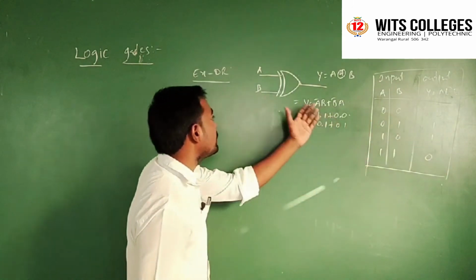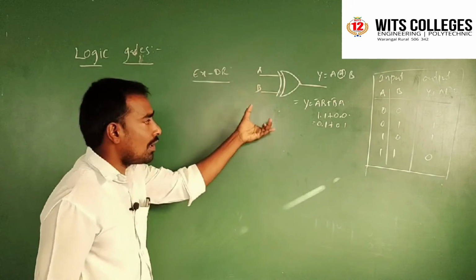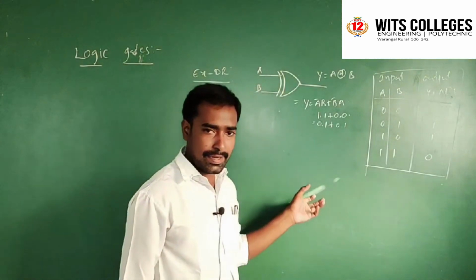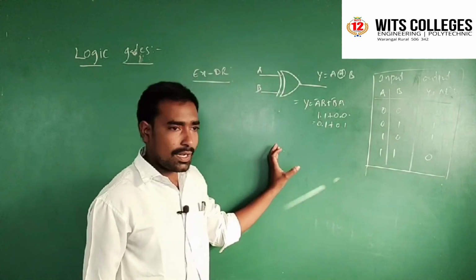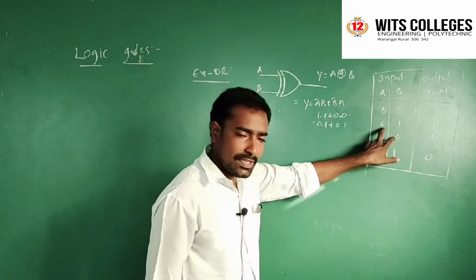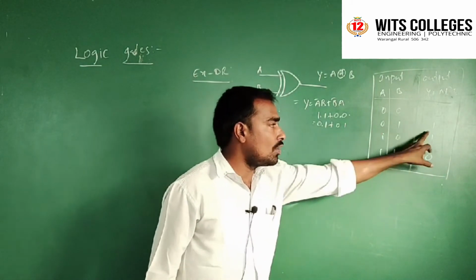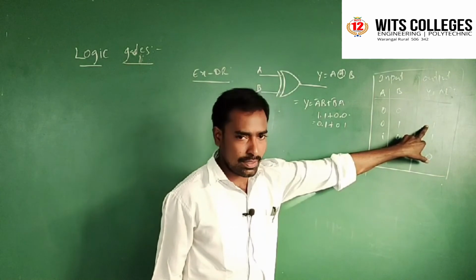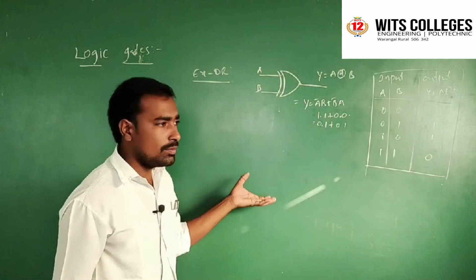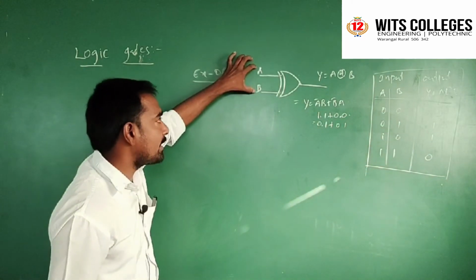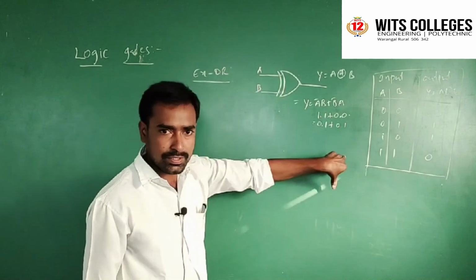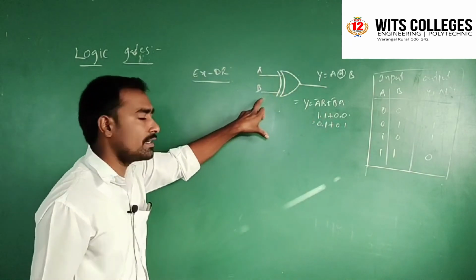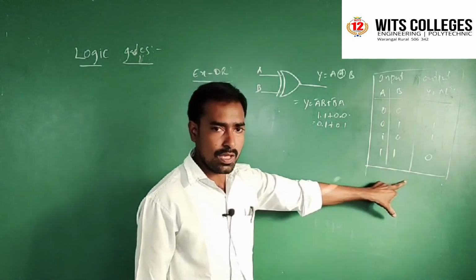Okay, so coming to the exclusive OR operation, if the inputs are different, that means active low and active high, then the output is active high. And if the inputs are similar, that is A equal to B equal to 0, then the output is 0. A equal to B equal to 1, then the output is also 0.